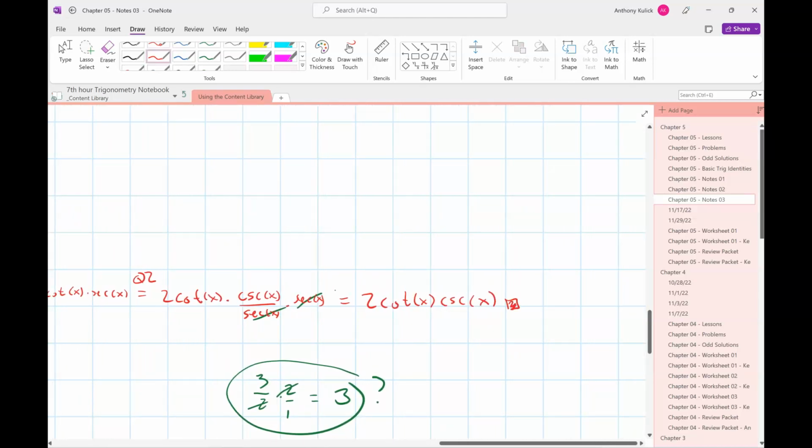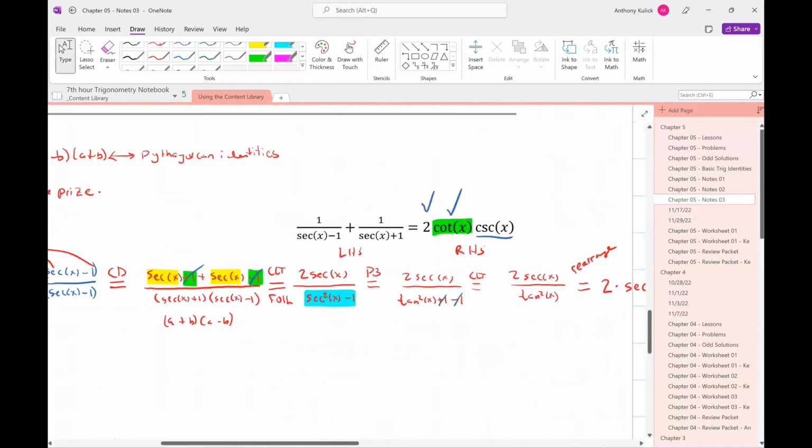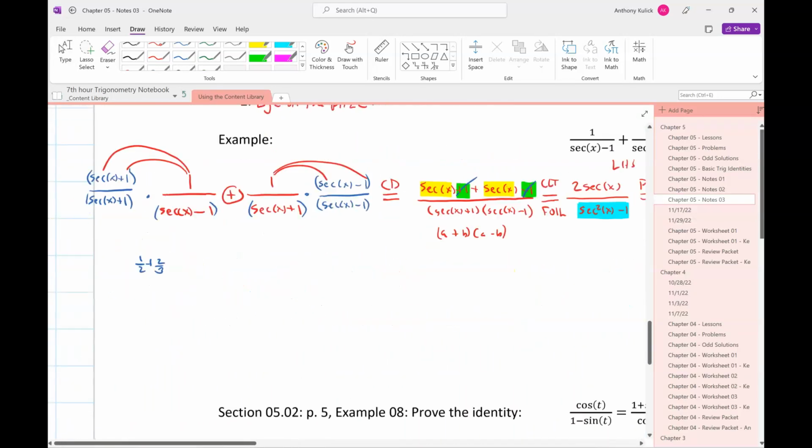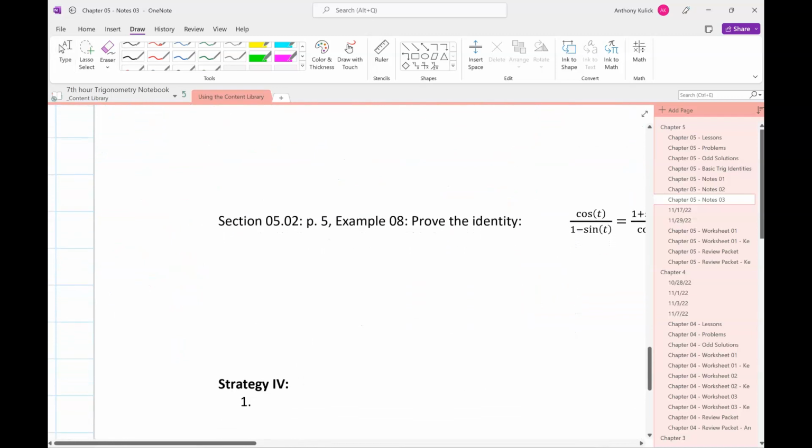Mr. Kulik, are they all going to be that long? No, you've seen a bunch that weren't that long. That one was just a toughie because there wasn't a great, efficient, short way to get there. Let's do another one.